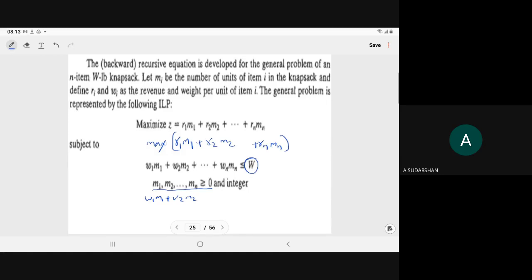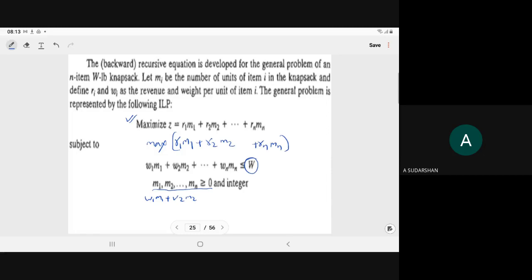Whether we are doing the knapsack problem, or the fly away problem, or the cargo loading problem, just visualize. So here we have: maximize Z equal to R1 M1 plus R2 M2 plus Rn Mn, subject to W1 M1 plus W2 M2 plus Wn Mn less than or equal to W, and M1, M2, Mn greater than or equal to 0 and integer.